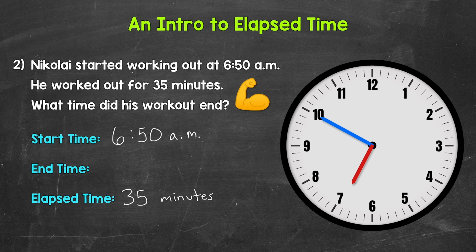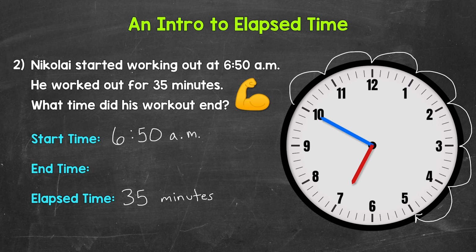Let's use the clock to help us out. It's showing our start time of 6:50 a.m. So we need to think about that minute hand moving forward 35 minutes. Again, there are different ways to think through this. I'll go through 2 here for this example. The first, let's start by counting by fives. So 5 minutes, 10 minutes, 15 minutes, 20 minutes, 25 minutes, 30 minutes, 35 minutes.